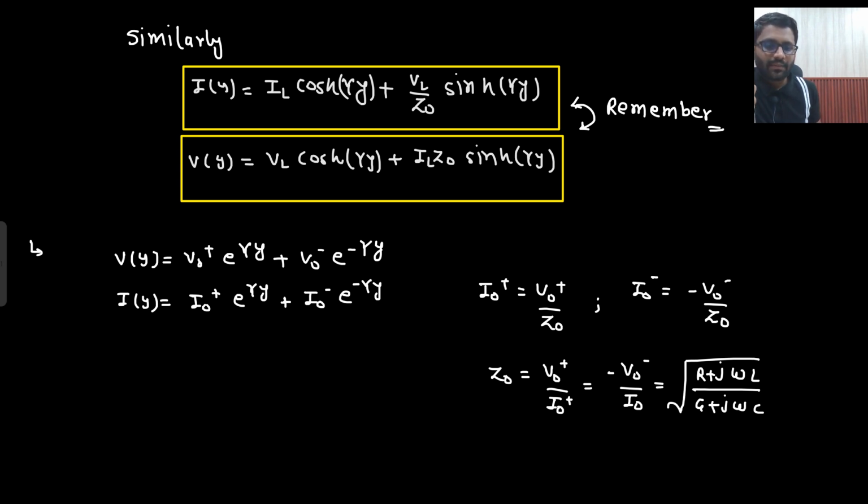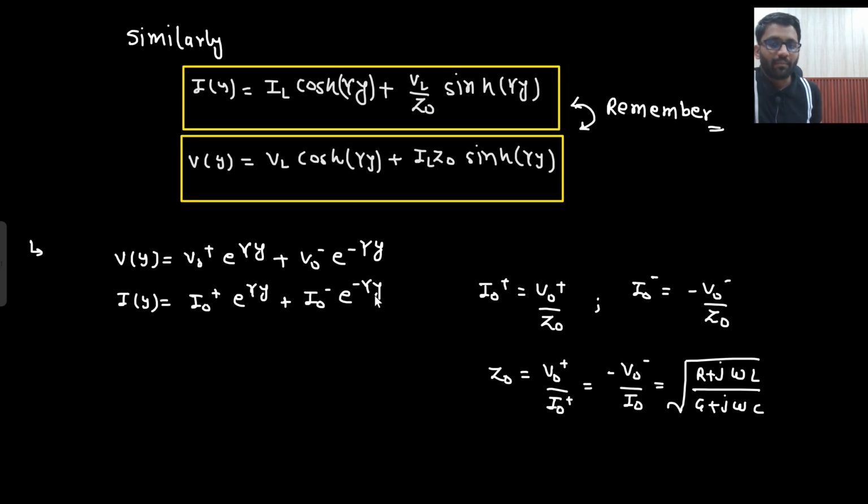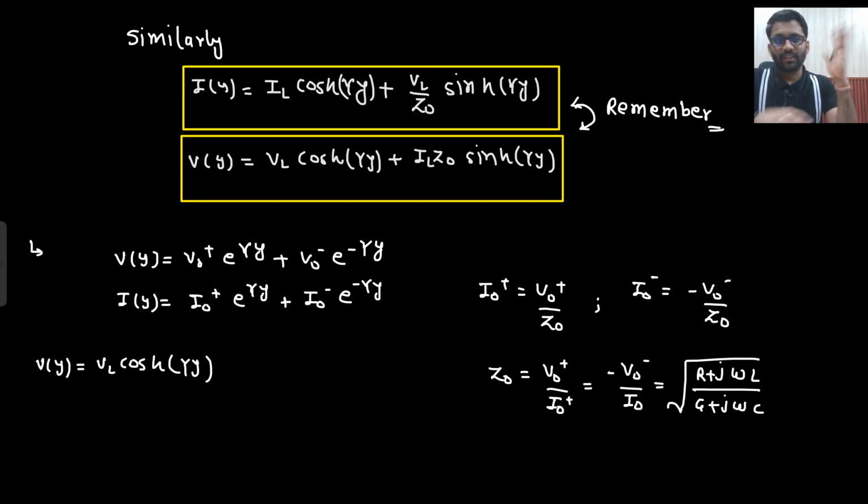Then this V naught plus and V naught minus expression, you don't need to remember. But what is the final result you are getting? Vy. This you need to remember. What is that? VL cos hyperbolic gamma y. How will you remember it? So first you are writing the expression of V, so you will start your answer from VL. Basically we are writing all the things from the load end, right? Now I am writing down the expression of V. So whether I will start from IL or VL, I will start from VL, because this is the expression of voltage. So VL cos hyperbolic gamma y.